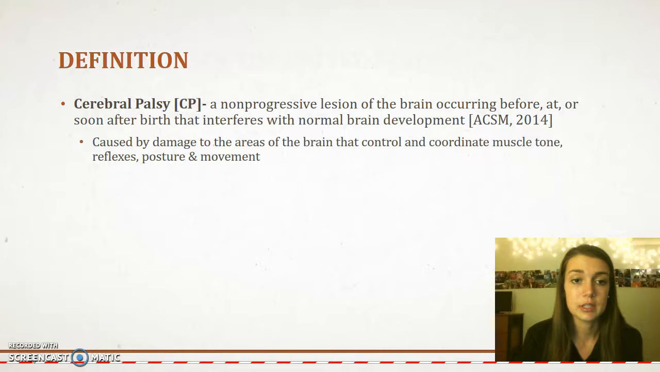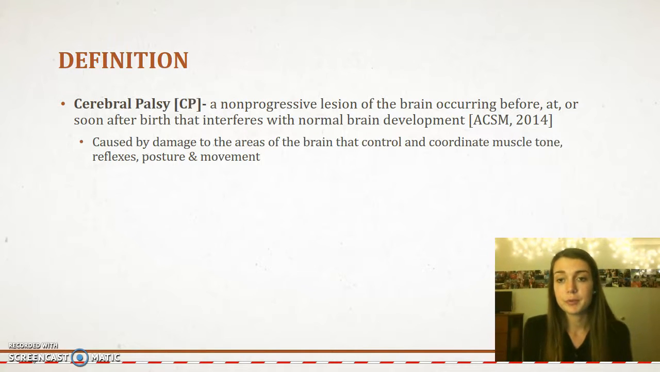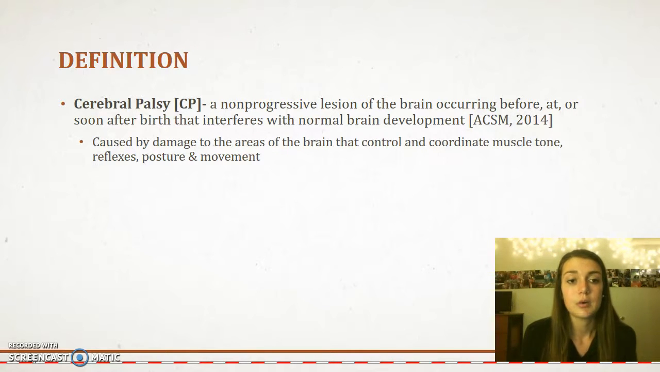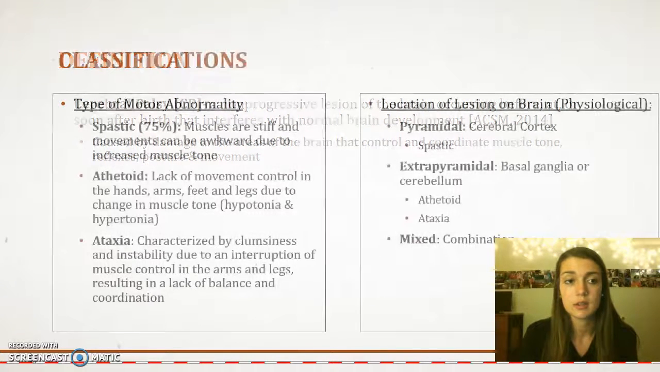So the definition of CP is a non-progressive lesion of the brain occurring before, at, or soon after birth that interferes with the normal brain development. So it's caused by damage to the areas of the brain that control and coordinate muscle tone, reflexes, posture, and movement. And you'll see that individuals with CP typically have deficiencies in one or more of these areas.